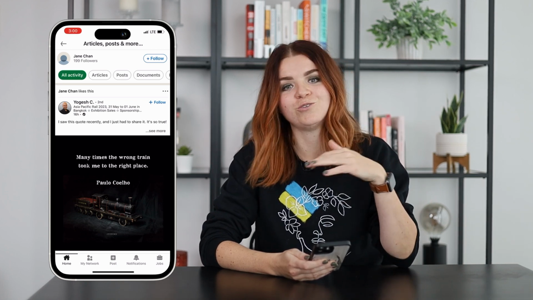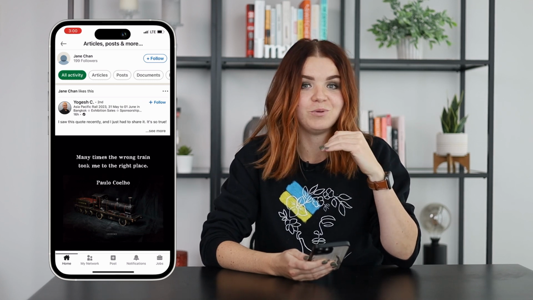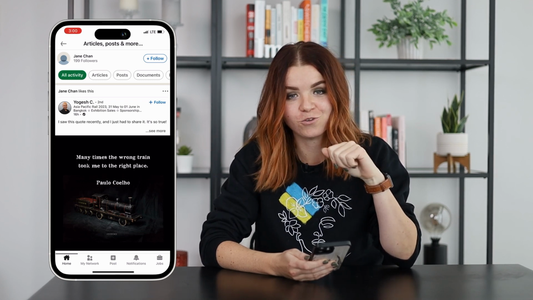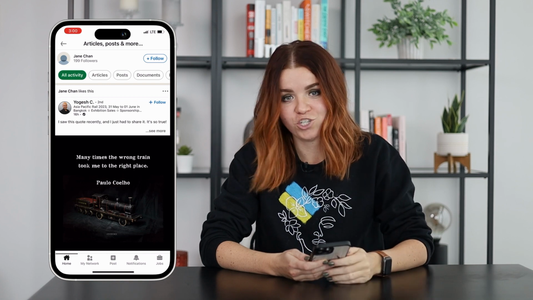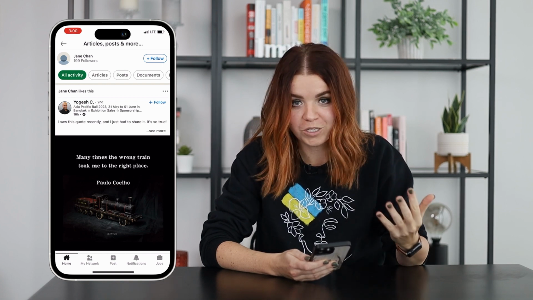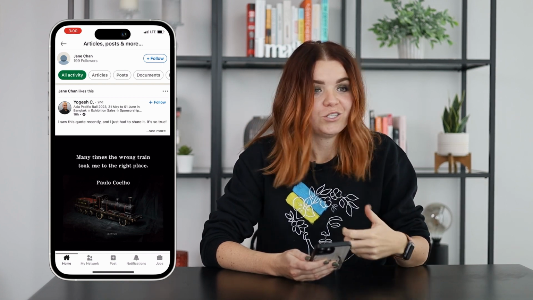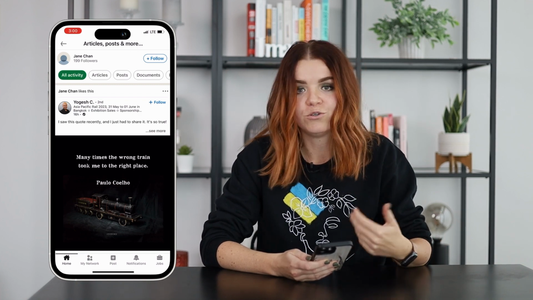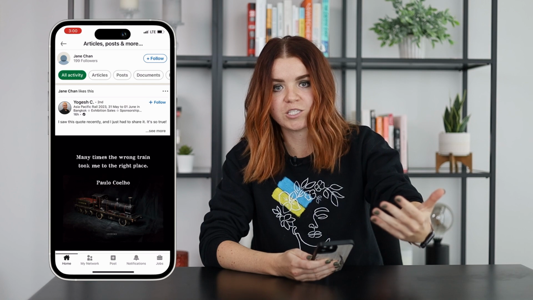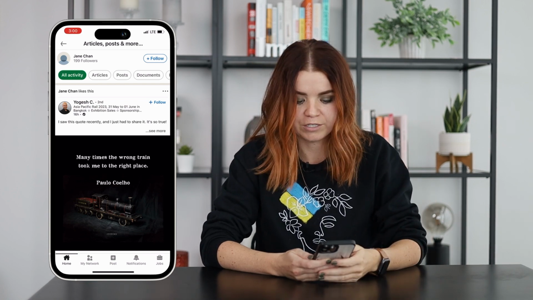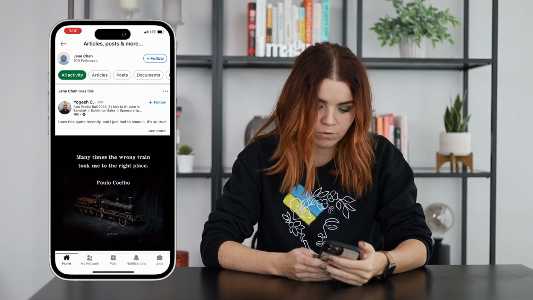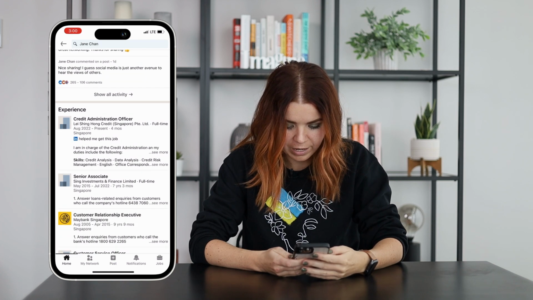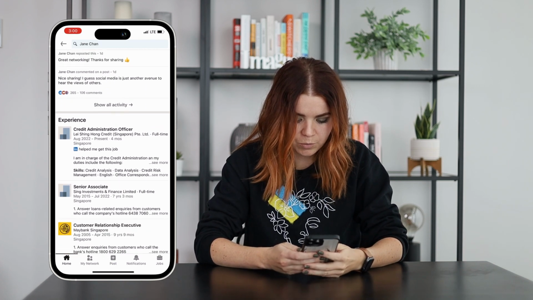So if you're someone who is lurking in the background and being too intimidated to be more active on LinkedIn, now is the time to change that, because if you want more people to find you, to invite you to partner, to collaborate, maybe to hire you, you do need to show your expertise more proactively on LinkedIn, and commenting is a great way to do that. Okay, going back to her experience.